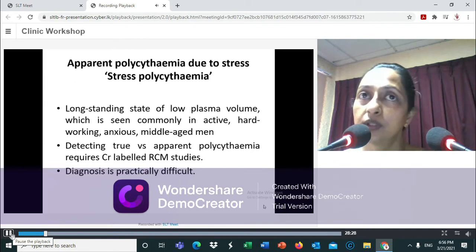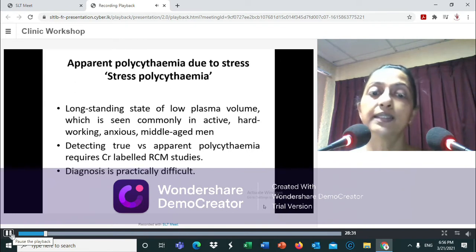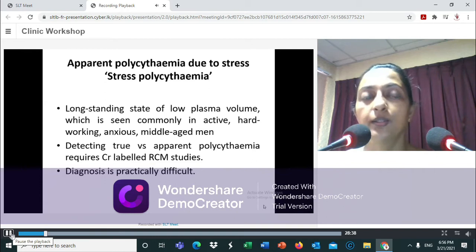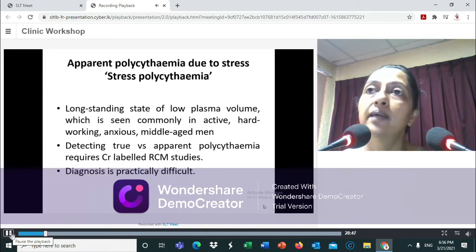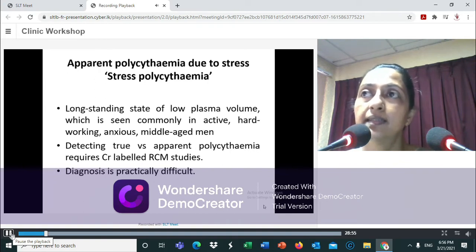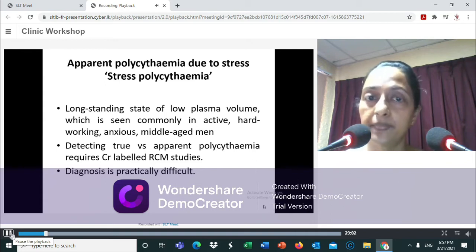Even though the books say like this, detecting true versus apparent polycythemia requires chromium label studies. So there we have practical difficulty in diagnosing true versus apparent polycythemia. So we have to carefully analyze the history, examination, and all the relevant findings, and then decide whether we are dealing with apparent or true polycythemia. So you have to remember that.